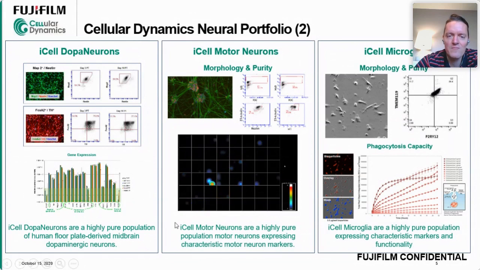We make motor neurons, which Silvia's going to talk a little bit more about later as well. So these are also highly pure. After plating, by day 14, when you would want to be doing your assay, they're typically greater than 90% positive for ISL1. And then our newest product, iCell microglia, are again a highly pure population. They express all the markers you'd expect from a human microglia cell, and are capable of a lot of functions of microglia, such as phagocytosis. We have some excellent protocols available for use of these on our website as well.